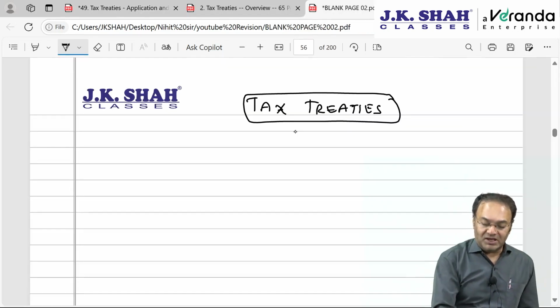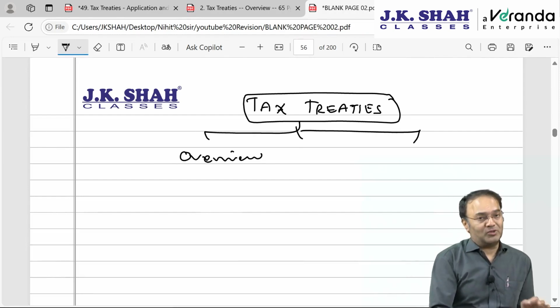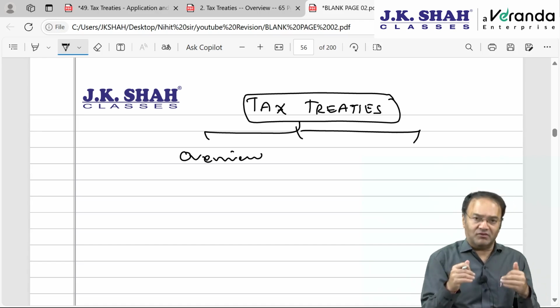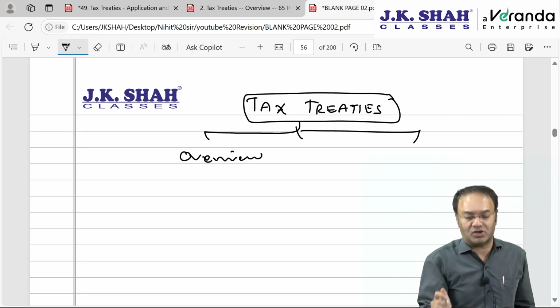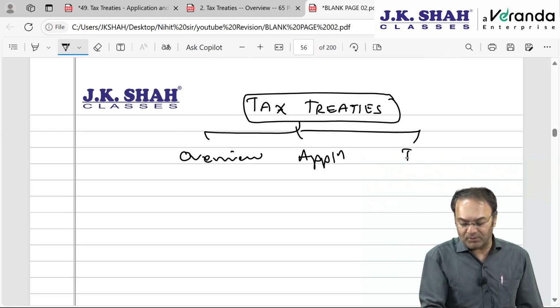Now basically this chapter is divided into three parts: overview, application, and interpretation. This chapter is entirely a theory chapter. Many people skip this chapter, but I would suggest you some relevant part which I will tell you as important. I will teach you the whole chapter in revision lecture, but then I will tell you what part to be focused upon. What is most important is the interpretation of any treaty.